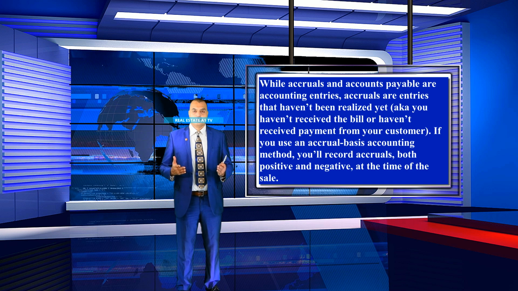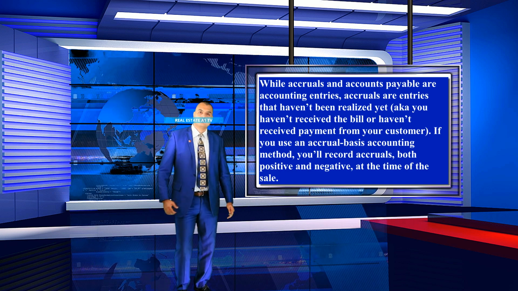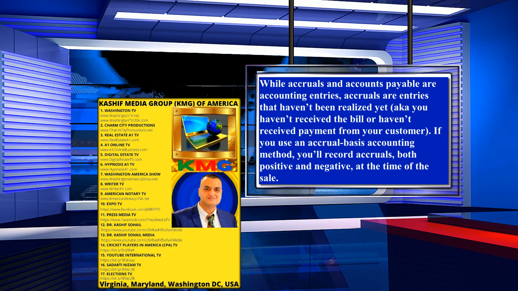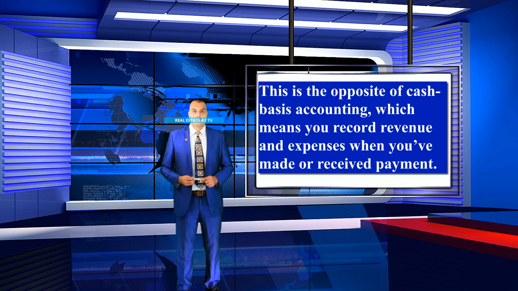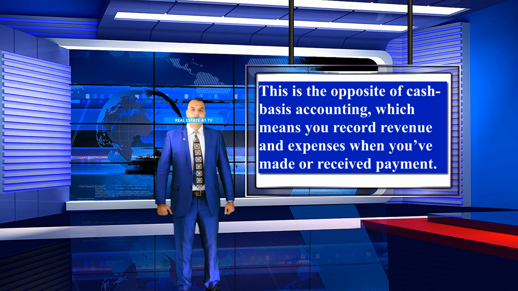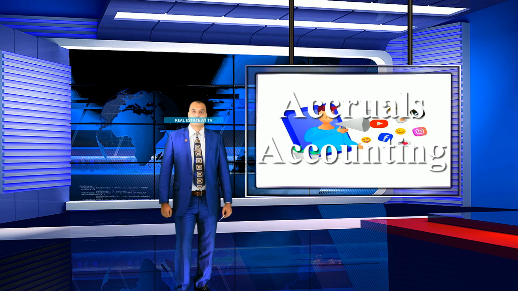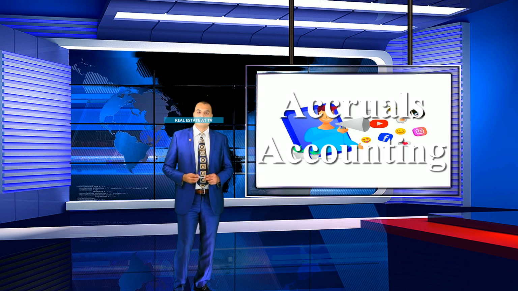If you use an accrual basis accounting method, you'll record accruals, both positive and negative, at the time of the sale. This is the opposite of cash basis accounting, which means you record revenue and expenses when you've made or received payment. Accrual accounting recognizes income and expenses when they are incurred, not when they are paid.